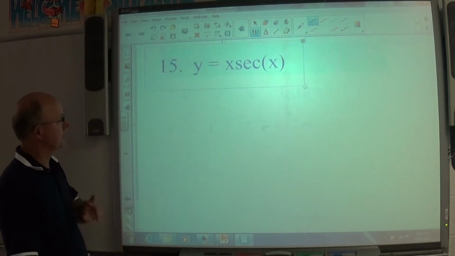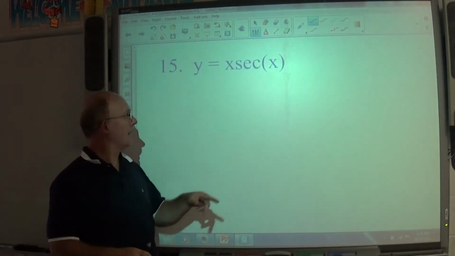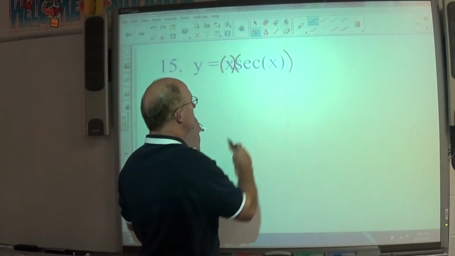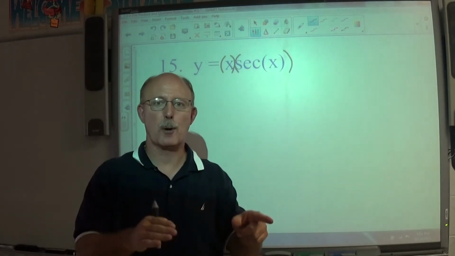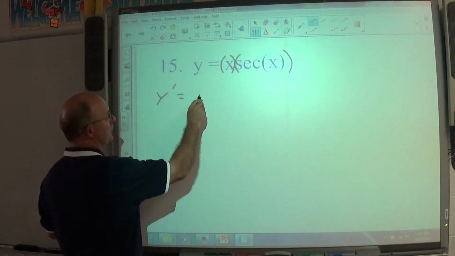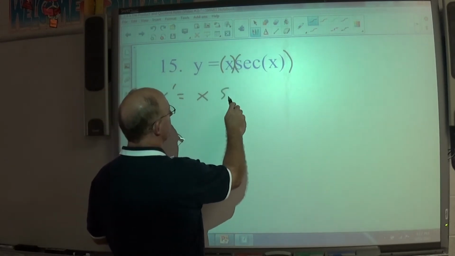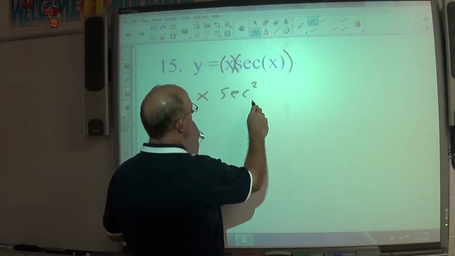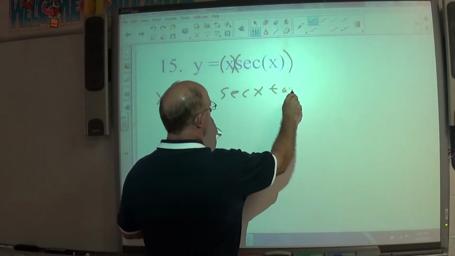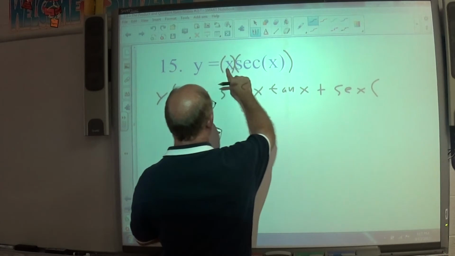Let's try another one. Okay, let's try this example right here. Now this time you've got to watch out. Now x secant x is a product. So x will be the first term, and secant x is the second term. All right, so we're going to use our product rule to find the derivative of x secant x. So we set this up. Our derivative, this will be the first. The derivative of secant, you remember, is secant tangent. So the first times the derivative of the second, plus the second, which is secant x, times the derivative of the first, and the derivative of x is 1.